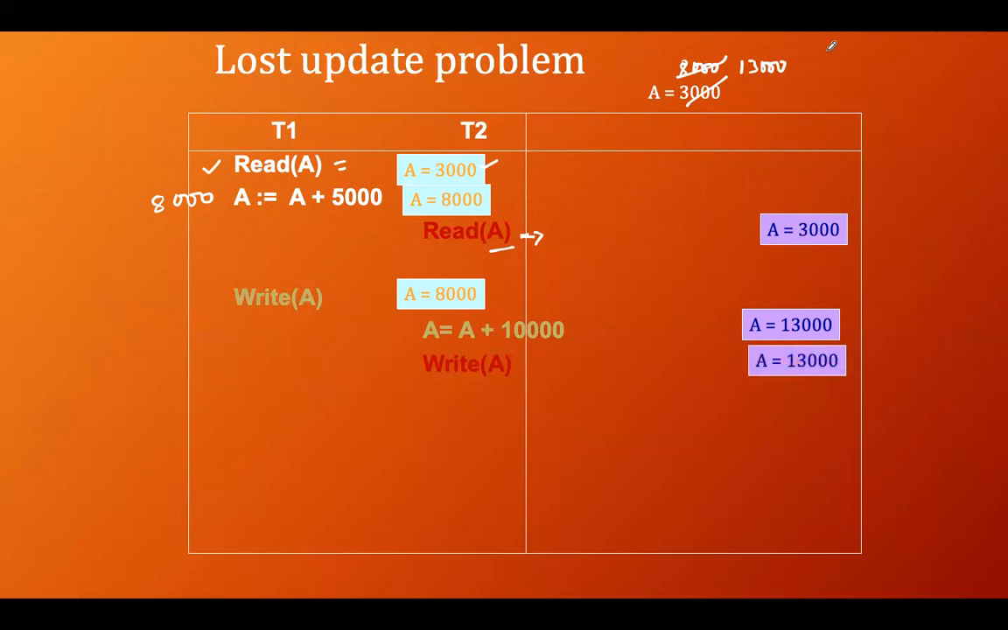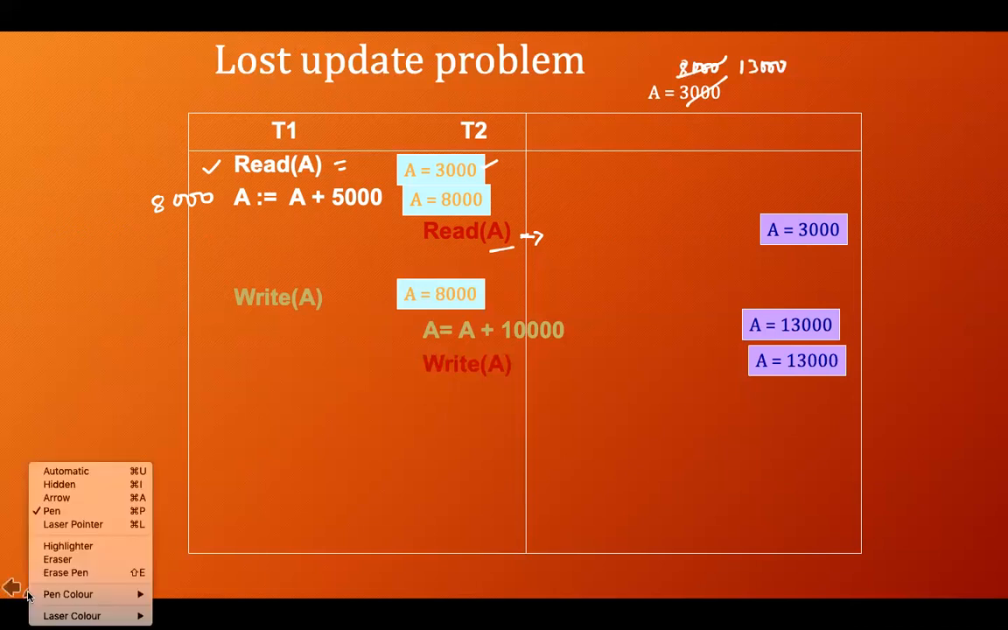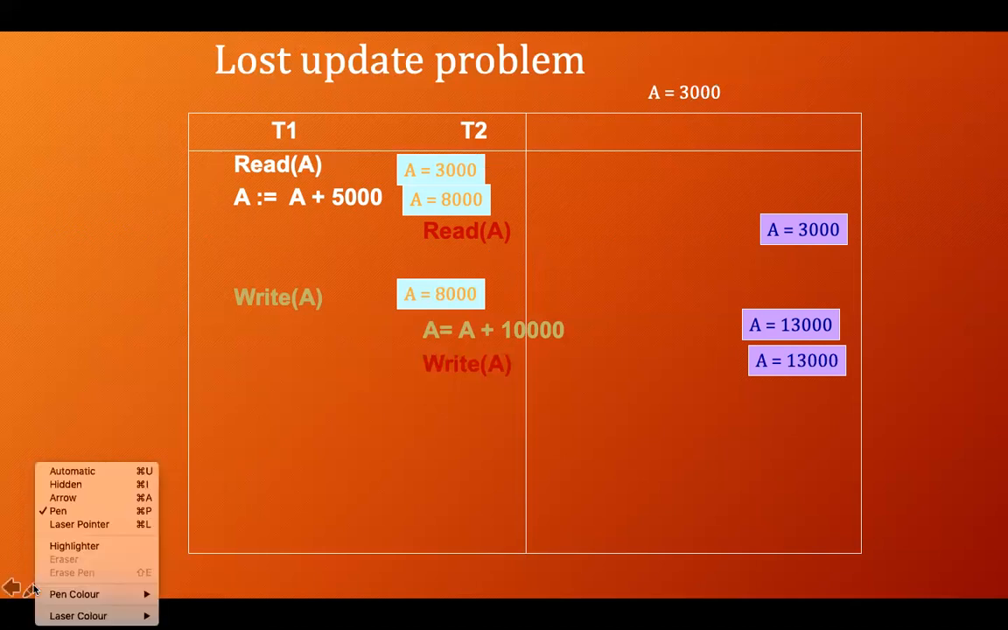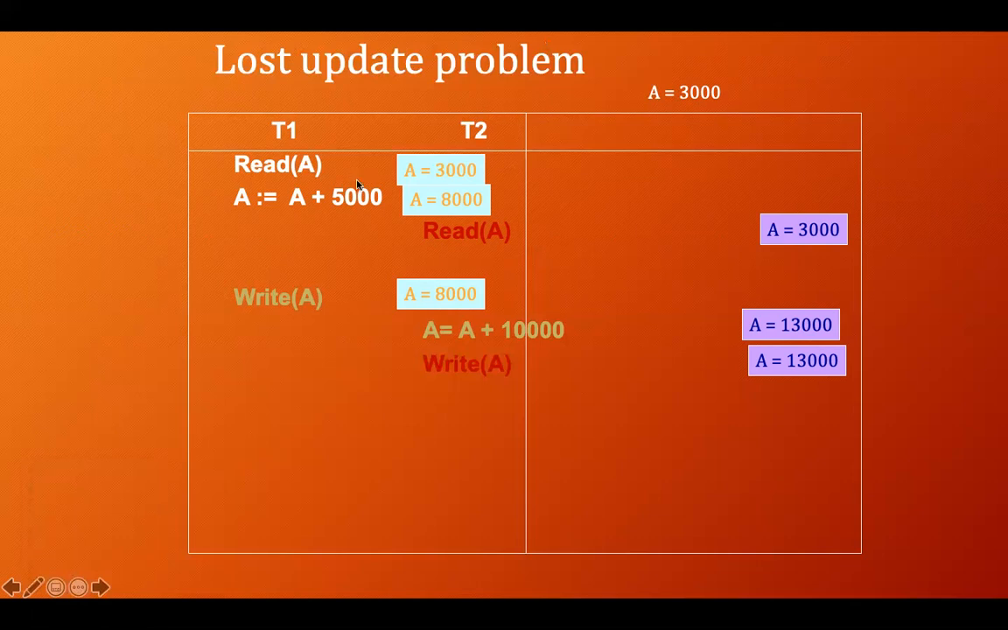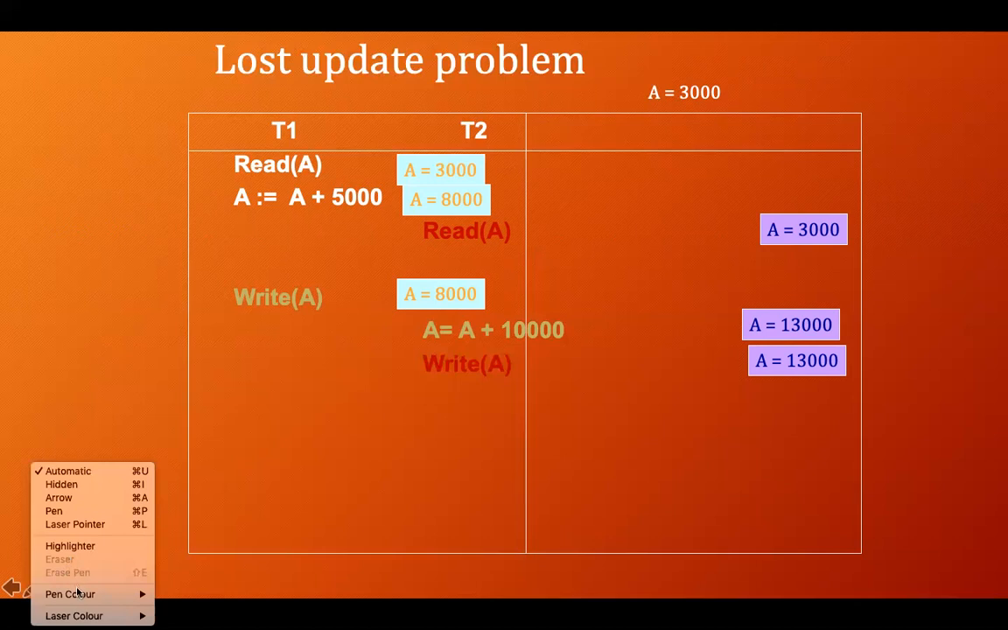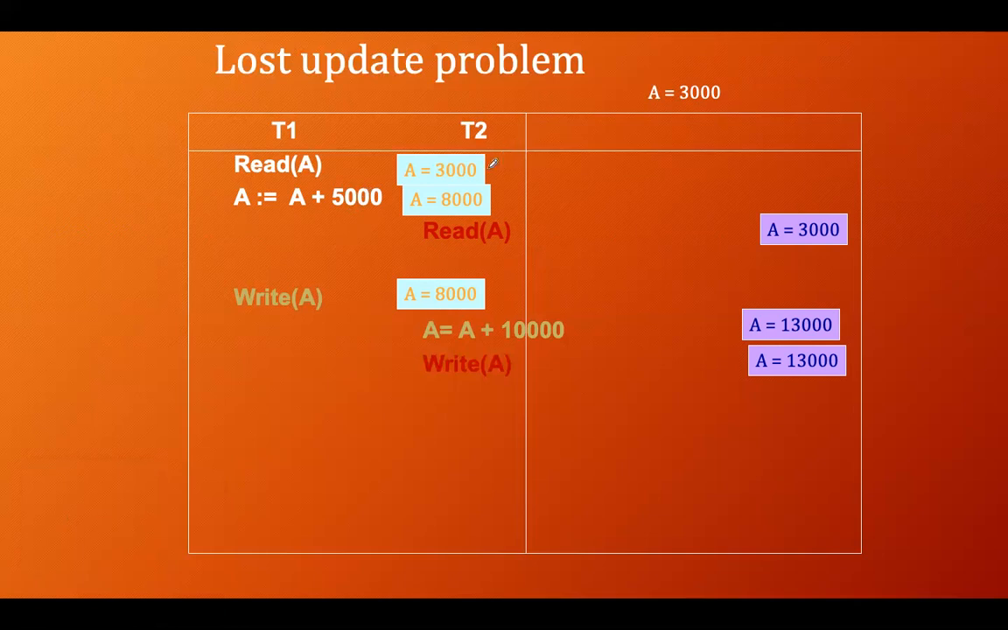Now what happened here? In this scenario, the update done by T1 is lost. What is the update? The update should be 8000. If I execute in a normal way, there will be no inconsistency. So for that, what do we have to do? Here, 3000 has been read, A has been updated, and then there is a write operation.